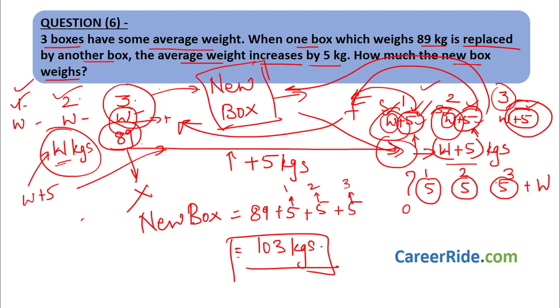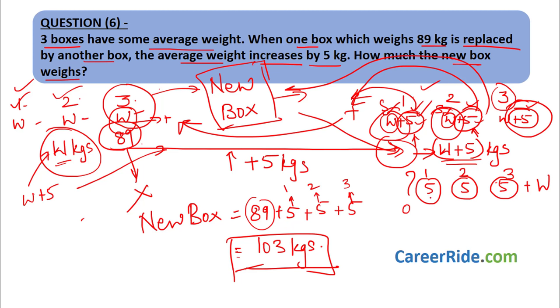And what is the original weight of that box which was replaced? 89. Even that should be compensated because we are replacing it. So 89 should be there. So when we add this, we get 103 kg. So now when the new box is 103 kg, then only the average increases by 5 kg, right? You can even calculate and see it.